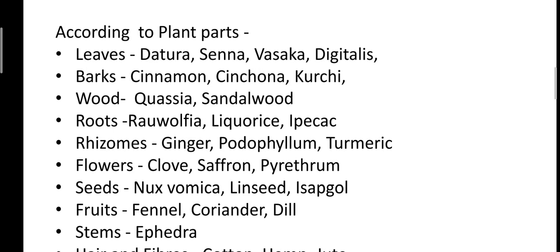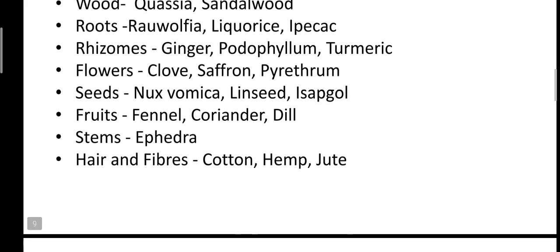Flowers: clove, saffron, pyrethrum. Seeds: nux vomica, linseed, isabgol. Fruits: fennel, coriander, dill. Stems: ephedra. Hair and fibers: cotton, hemp, jute. These are the examples of organized drugs that come under plant sources.